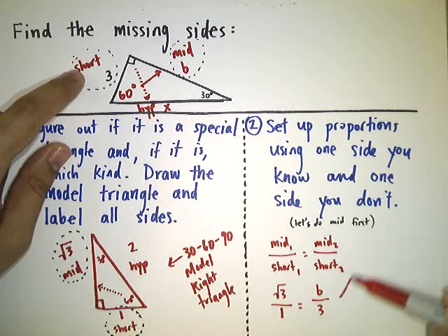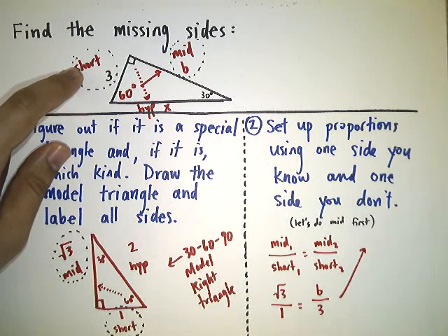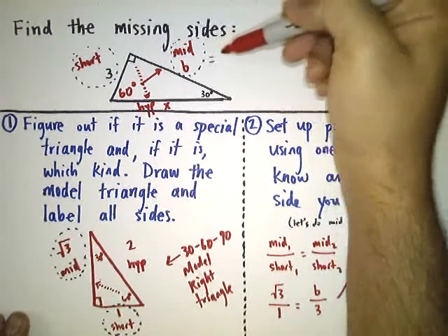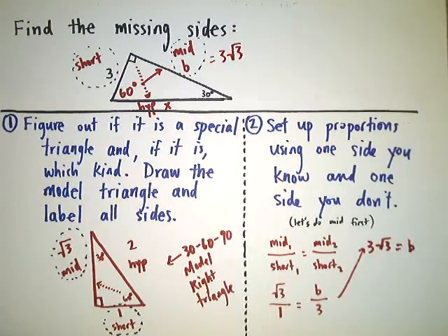Now we can go and solve this proportion for B. Remember, when we're solving proportions, we'll cross multiply. So 3 times root 3 will give me 3 root 3, and 1 times B will give me B. So that means that the middle side here is actually equal to 3 root 3 units.